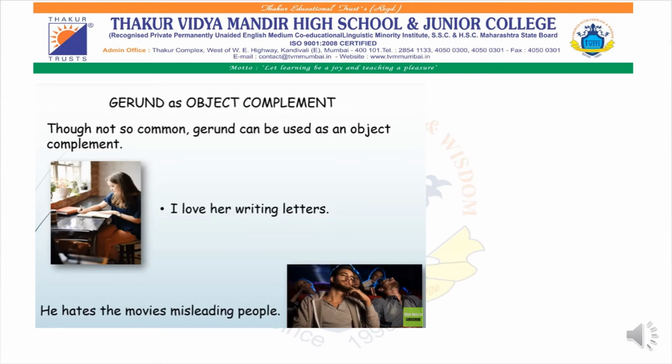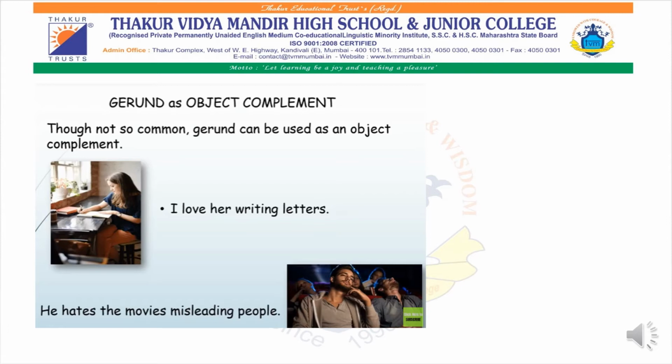Okay. In the second sentence, he hates the movie Misleading People. He does not hate all the movies. He hates something. What he hates is movies which mislead the people. So previously we studied the subject complement. Now here we have the object complement, which gives us extra information, extra info about the object.